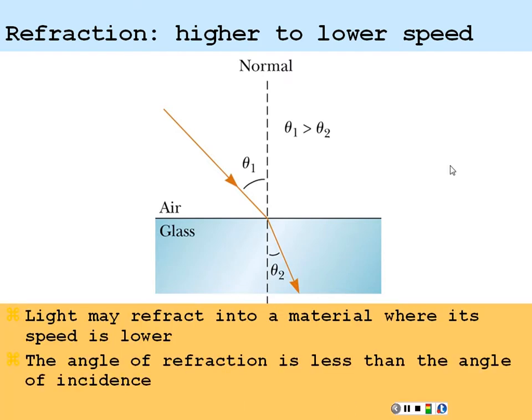Light may go into a material where its speed is lower. The angle of refraction is less than the angle of incidence. So in this case, theta 2 is our angle of refraction inside the second medium. Theta 1 was our angle of incidence, just like what we had with reflection. And we can see that theta 2 is less than theta 1 because we're going from a material where the speed is faster to a material where the speed of the light is slower. So the ray bends toward the normal.